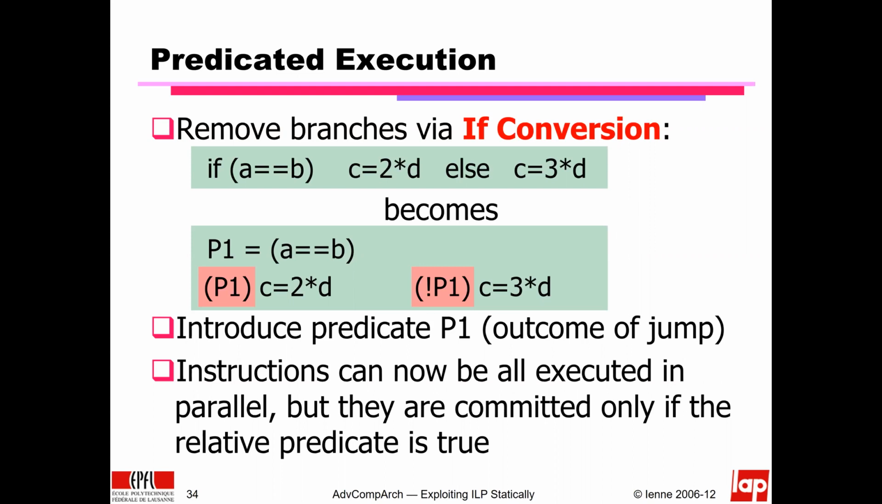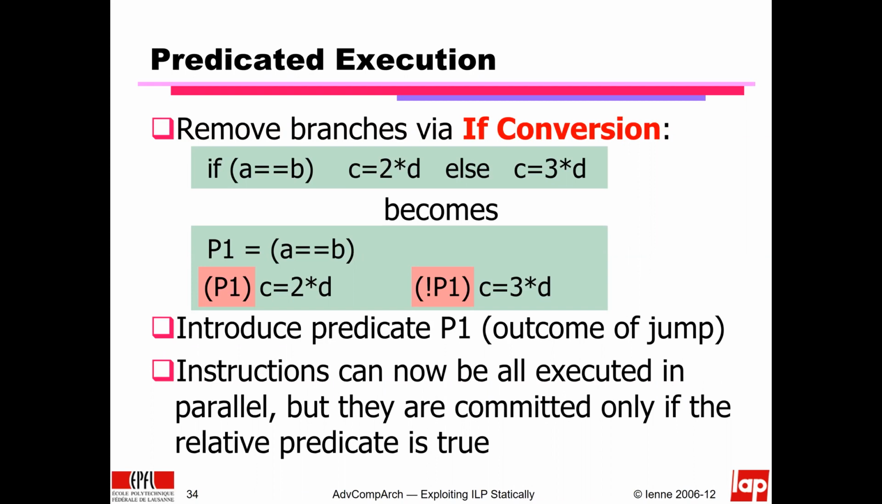So now this instruction, this C equal 2 times D, which again will become a normal instruction, has two data dependencies, right? It has a data dependency on D. If I don't have D, I cannot compute the product. And it has a data dependency on P1. Unless I know P1, I cannot decide whether I write this value into C or not. And you see the second instruction, which is completely dual to this, and the commitment of the value depends on the opposite value of P1, that is, if it is false.